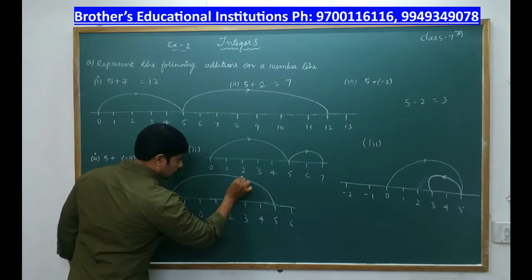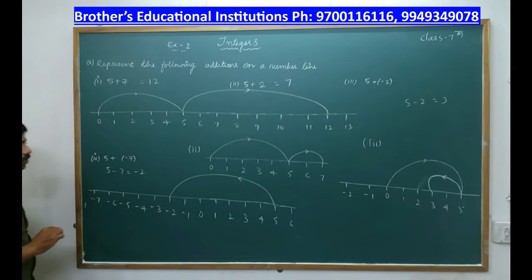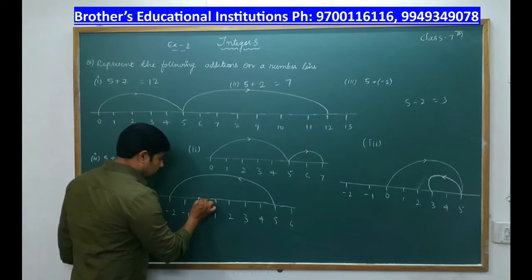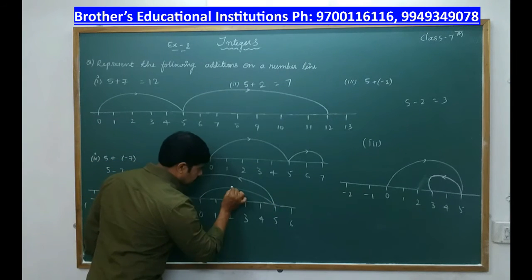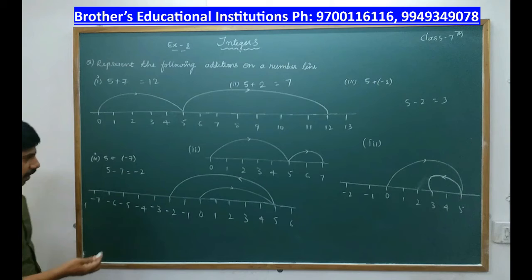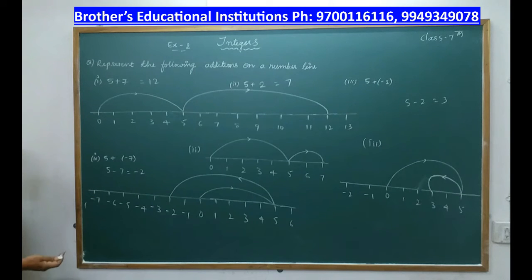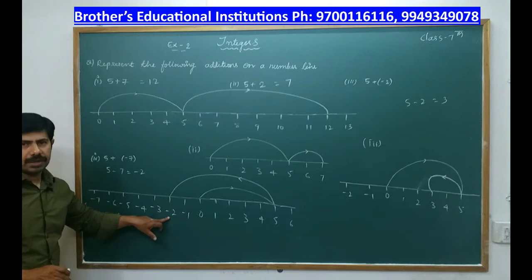So the arrow is 5 to -2. So always the reference is from the 0. Just draw like this. So 0 to 5, then we are coming 5 minus 7. So 5 minus 7 is -2. So it comes under -2.